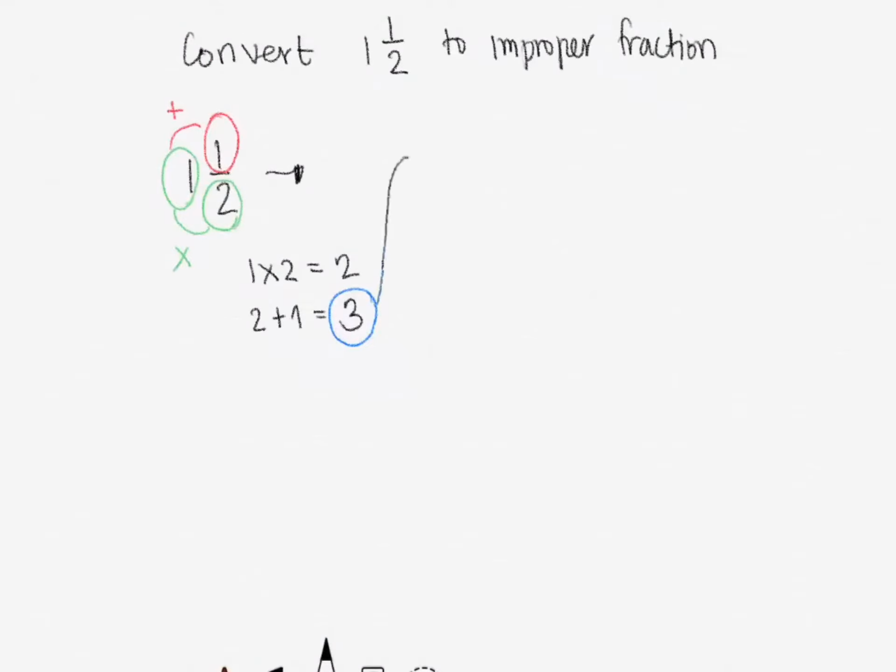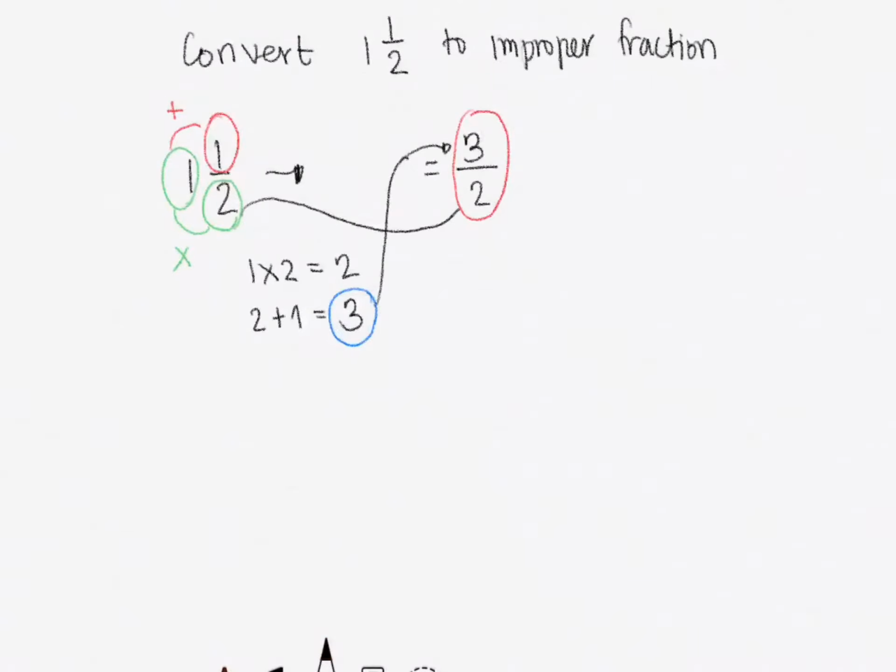So, magiging 3 over the denominator will be the same as the original. So, we still have 2. So, if we convert 1 and 1/2 to improper fraction, we have 3/2.